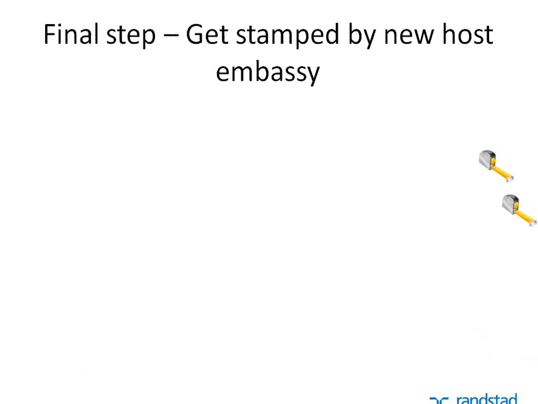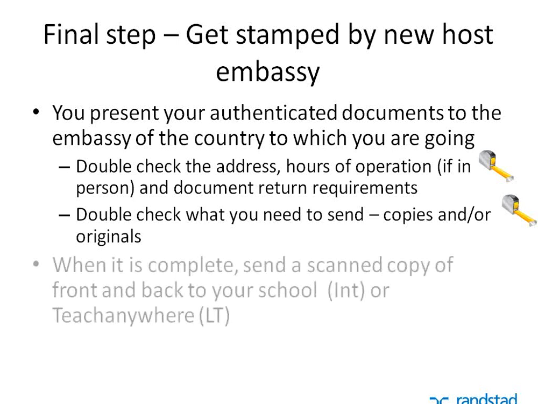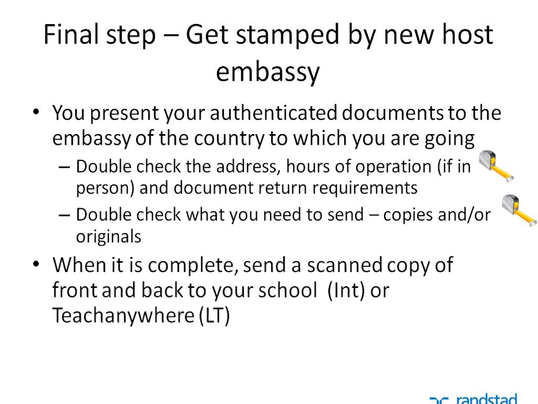The final step is to get these new documents that have now been doubly stamped, checked and stamped by your new host embassy. So you'll need to present these documents in the country where you're going. So if you're going to the UAE, you go to the UAE embassy. If you're going to Kuwait, you go to the Kuwaiti embassy. Double check the address and the hours of operation if you're going in person, and if you're posting them in, double check all the mailing addresses and the document return requirements, because sometimes you have to put in a self-addressed stamped envelope. Double check what you need to send.